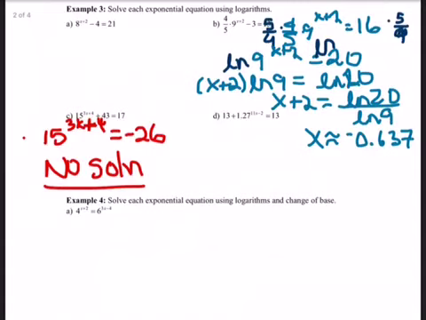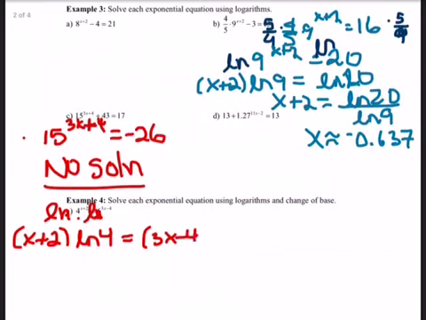All right, so let's try example 4a. Okay, so I'm going to go ahead, since the exponential stuff is isolated, I'm going to take the natural log of both sides. So that's going to give me x plus 2 times natural log of 4 equals the quantity 3x minus 4 times natural log of 6.